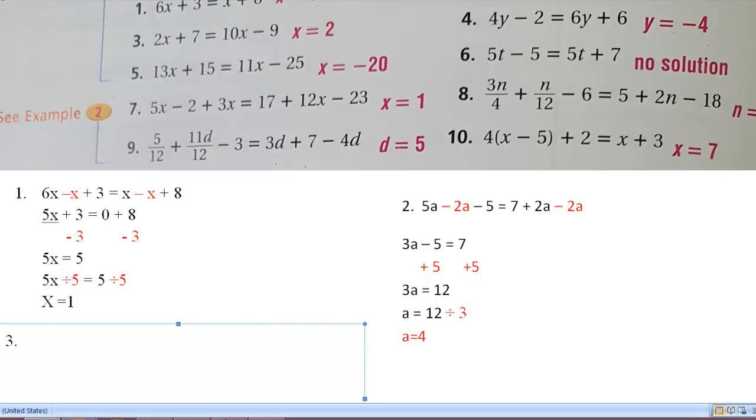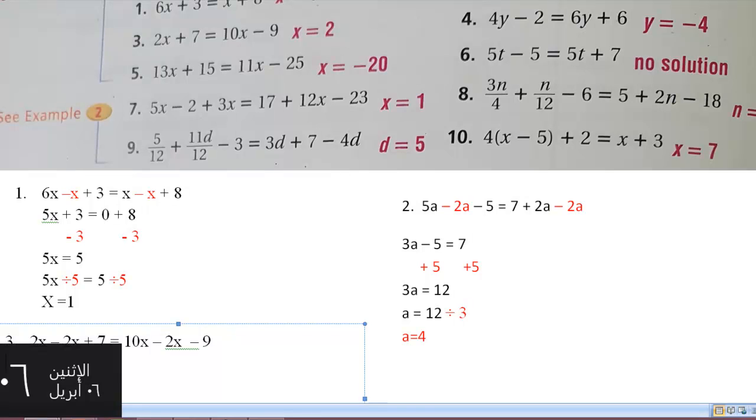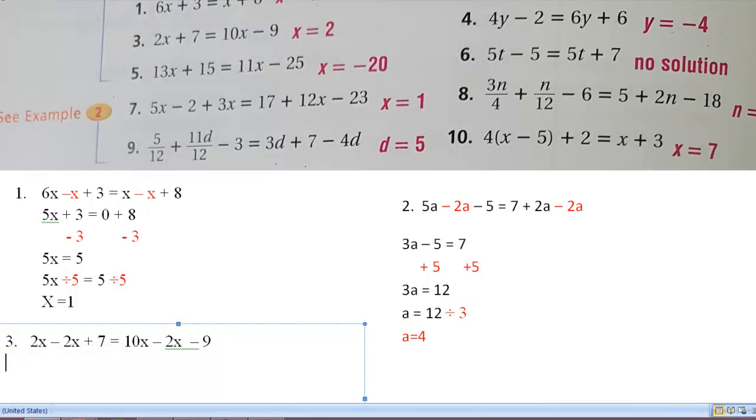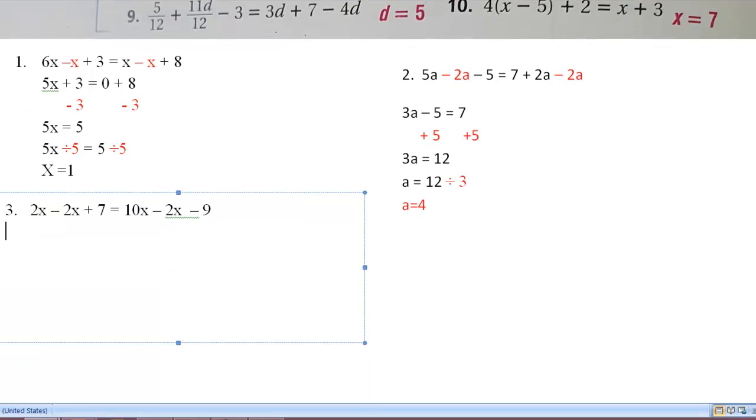It will be 2x minus 2x. Okay, and we have positive 7. This equals 10x minus 2x, negative 9. Okay, let's combine the like terms. We have 2x and 2x, one positive and one negative, so it equals 0. And we have 7, so here 7 will remain.